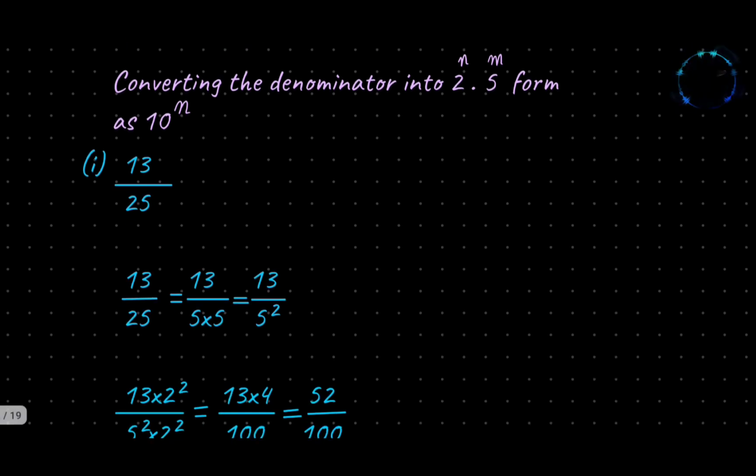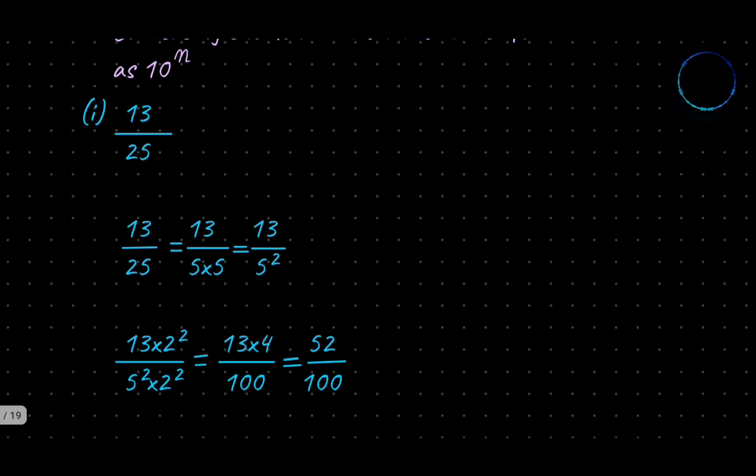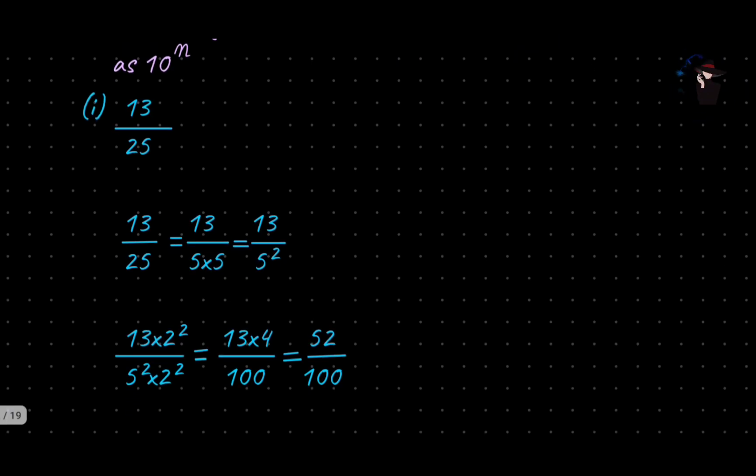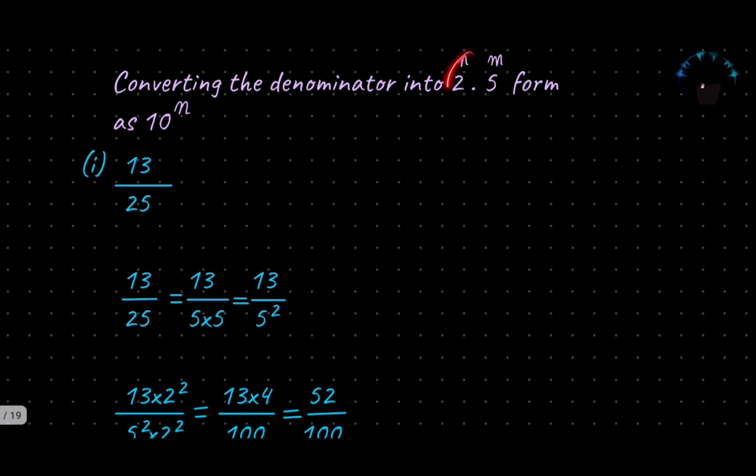So how can we write it? As 2 into 5 is 10, 10 power n. So we can write it either as 10 power n, or 2 power n or 5 power m. 13 by 25: we can open 25 as 5 into 5, which is 5 square. But we also need 2 power n because we need it as 10, right?